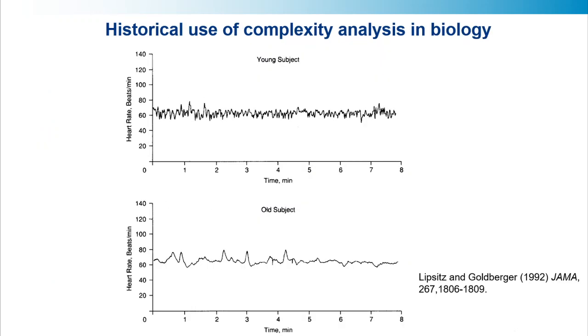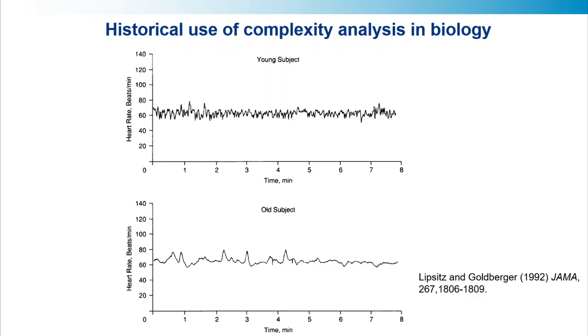How has this been used historically? Well, the first group of researchers to really look into this was Lipsitz and Goldberger in 1992. They were arguing that one of the signals of aging and disease is a loss of complexity in time series and also in physiological or anatomical structures. One of the ways they looked at this was to show 8 minutes of resting heart rate data in a young participant and an old participant.